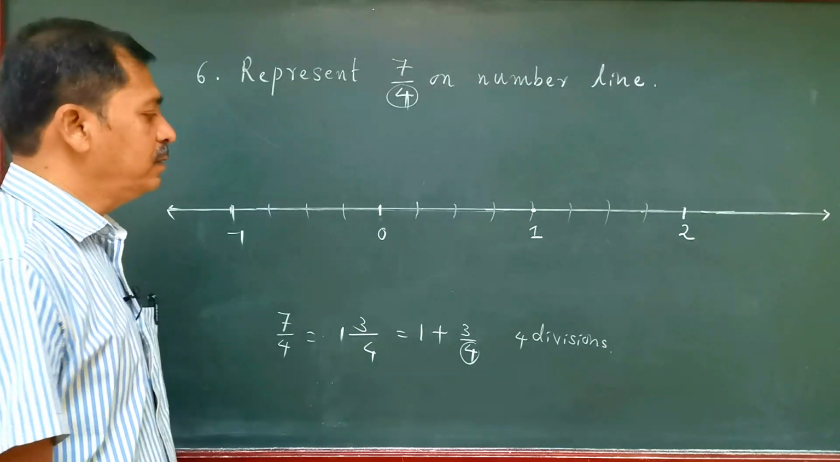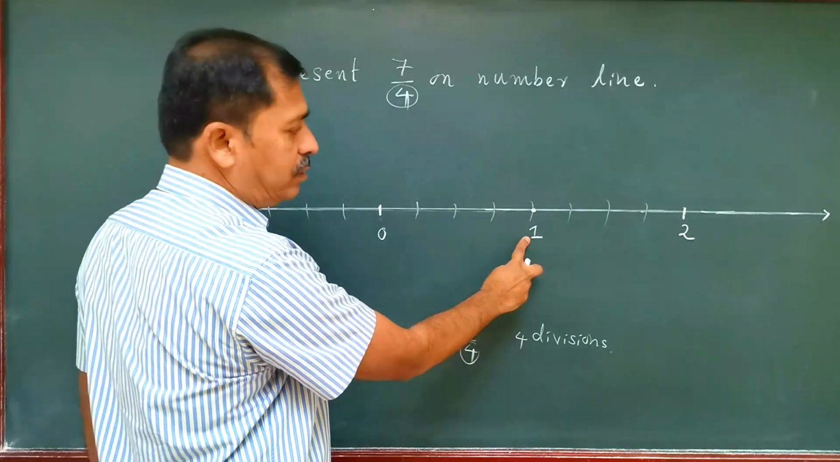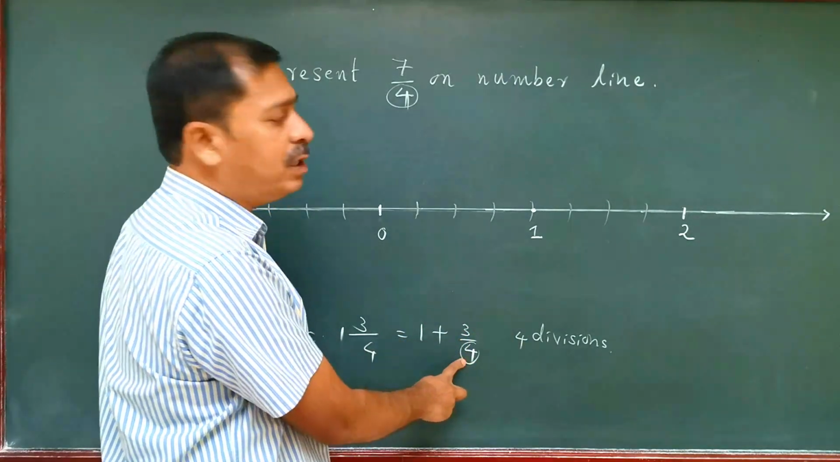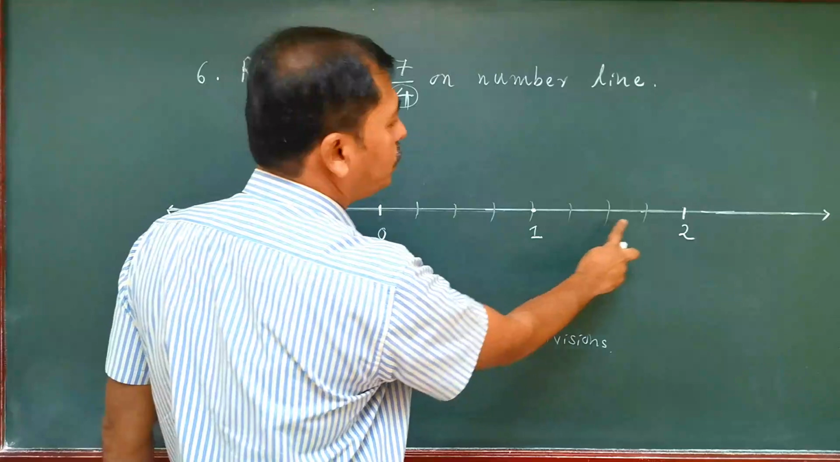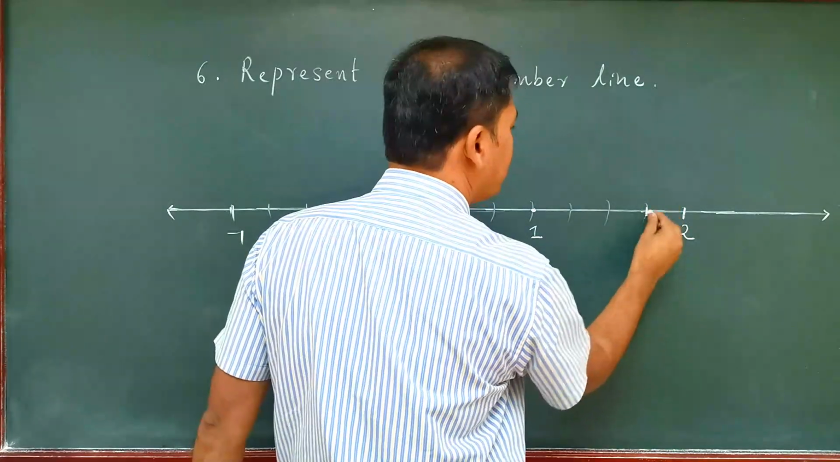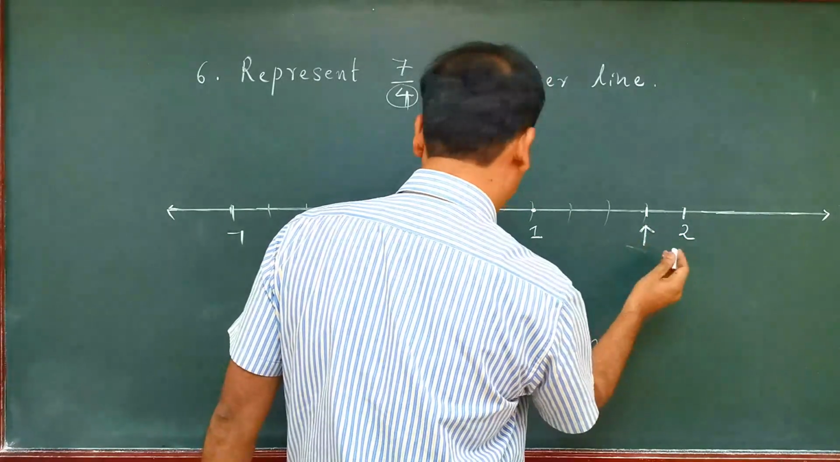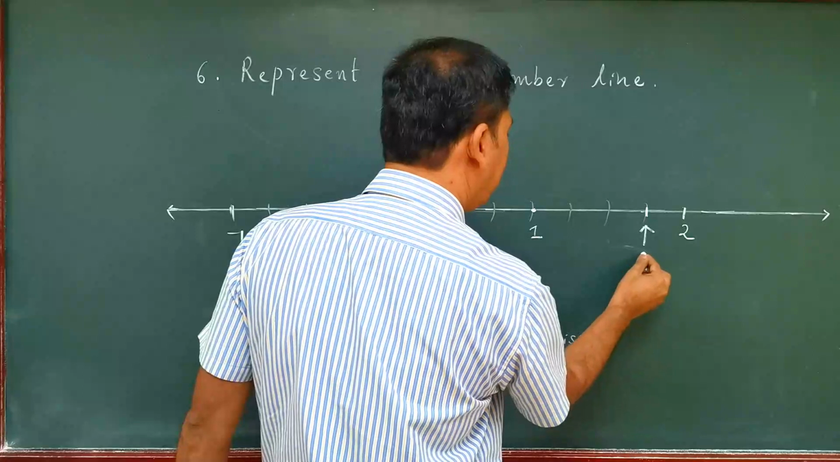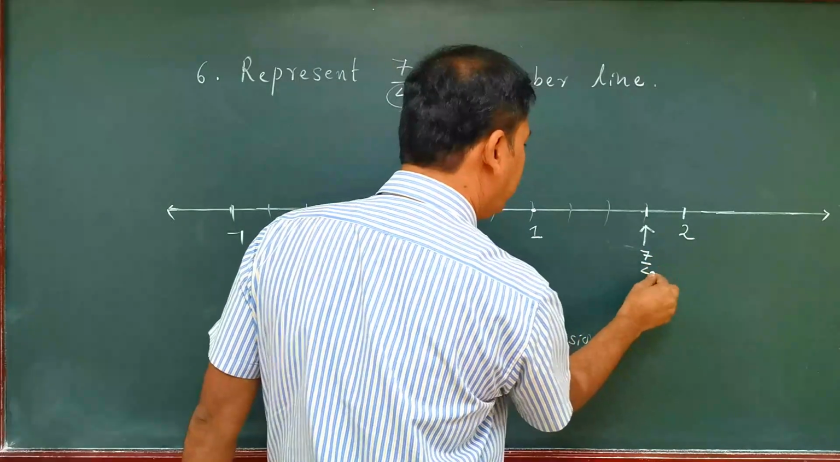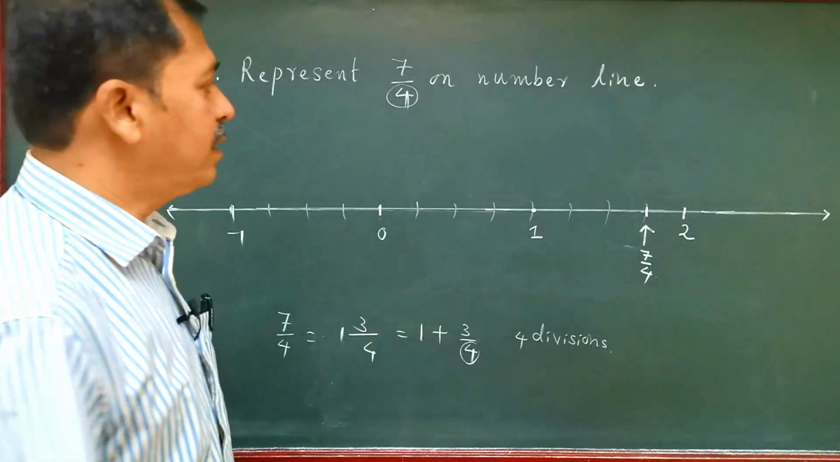Please concentrate here. 1, after 1 is there here. 3/4 means third division. 1, 2, 3. See, this is the third division. So this point represents what? One integer 3/4, or 7/4. This is 7/4. Is it clear?